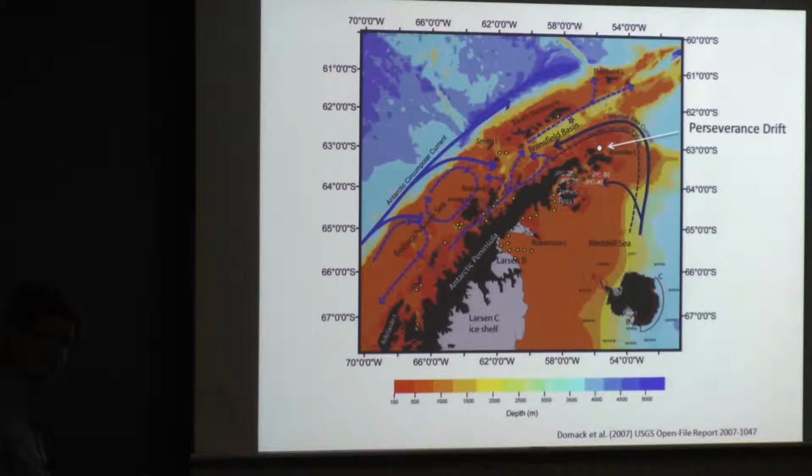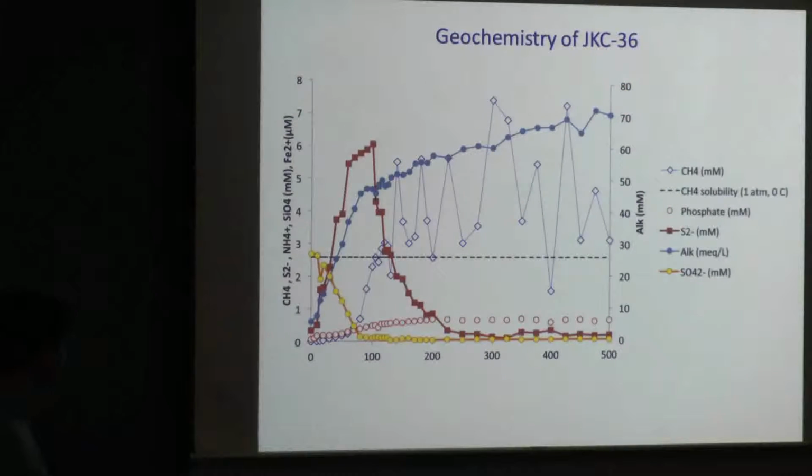We stopped at another sediment drift near the tip of the peninsula called Perseverance Drift and collected a jumbo casting core, core 36, and that's the one I'm going to talk about. The data I'm going to show you here comes from that. So we sampled this core for all the same chemical suites that we used in the transect assay.